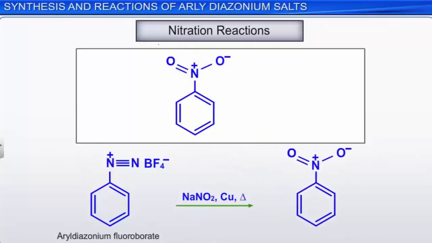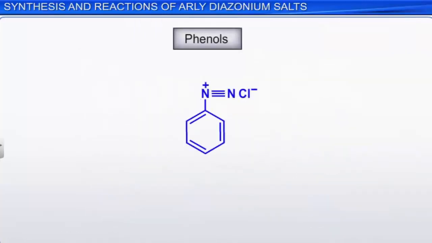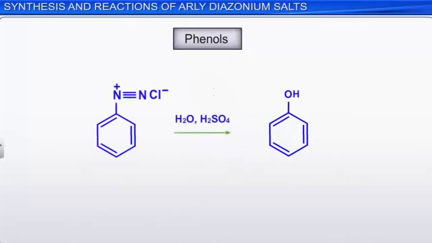Phenols are readily produced from diazonium salts. These reactions cause the diazonium group to be replaced by a hydroxyl group. To carry out these reactions, acidify an aqueous solution of the diazonium salt by adding sulfuric acid at 100 degrees Celsius and heating it.